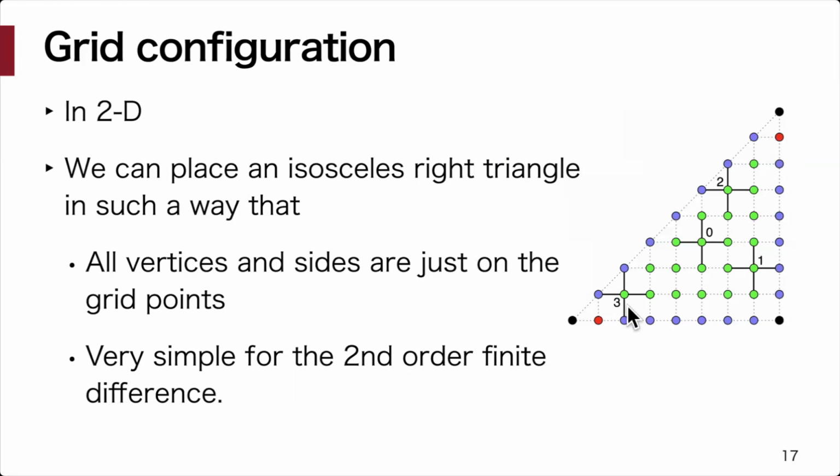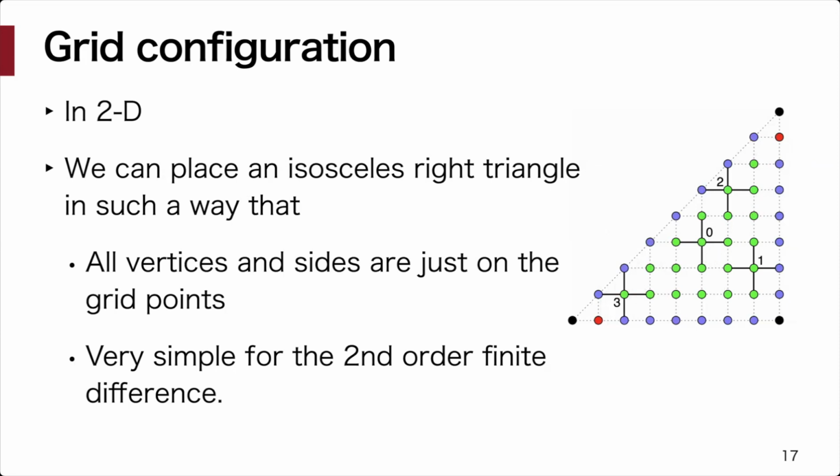In 2D, we can place this kind of right triangle in such a way that all the vertices and edges or sides are just on the grid points. So we can solve the second order finite difference method on this grid for these slanted diagonal borders with no special care about the boundaries. So this is just a standard central difference method.